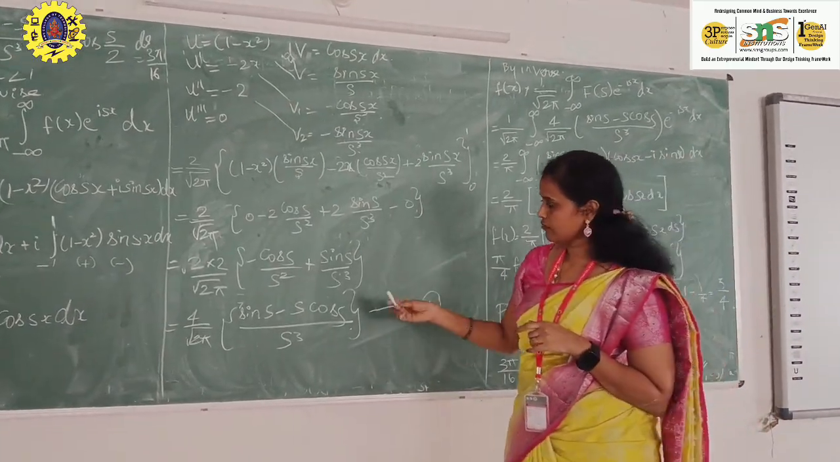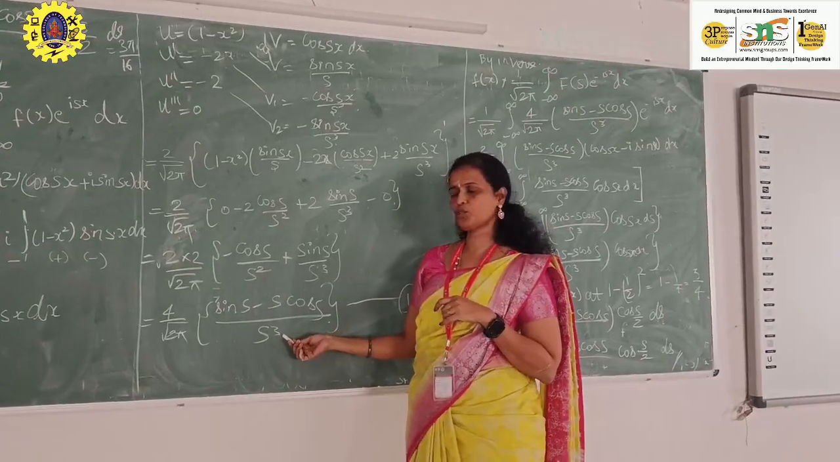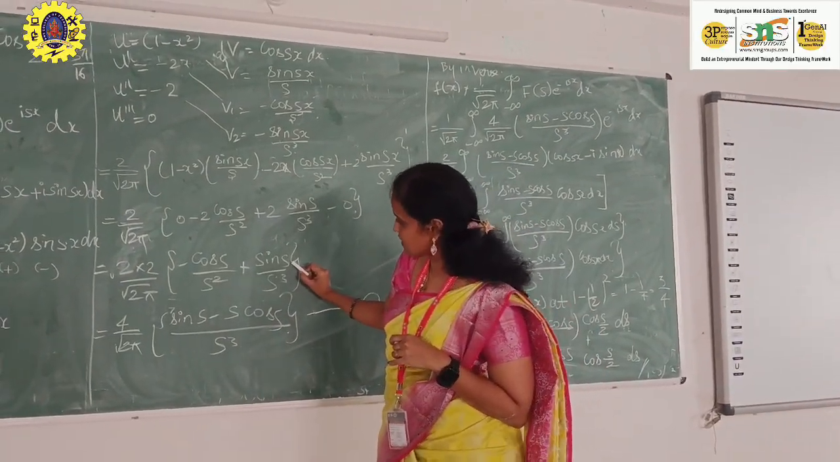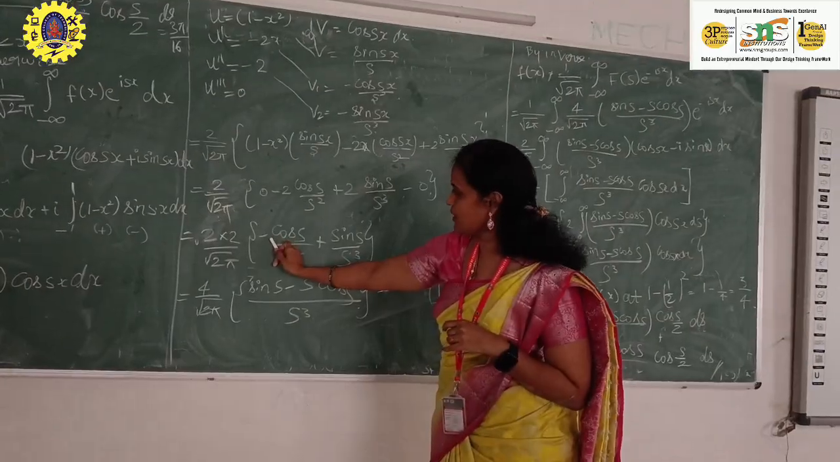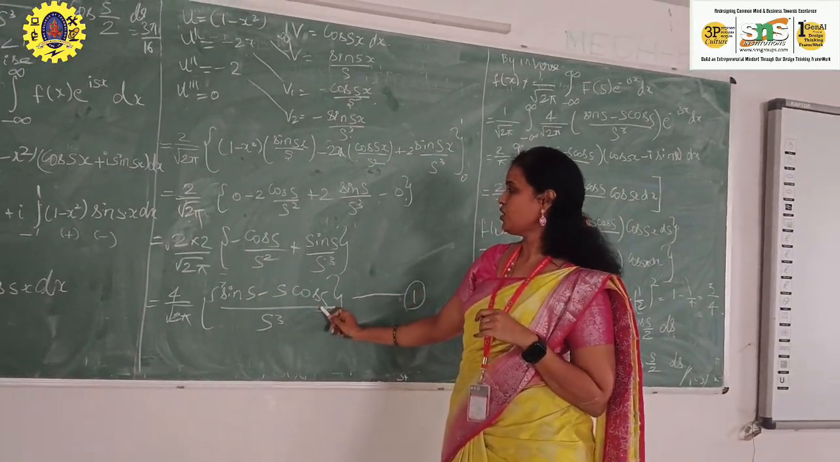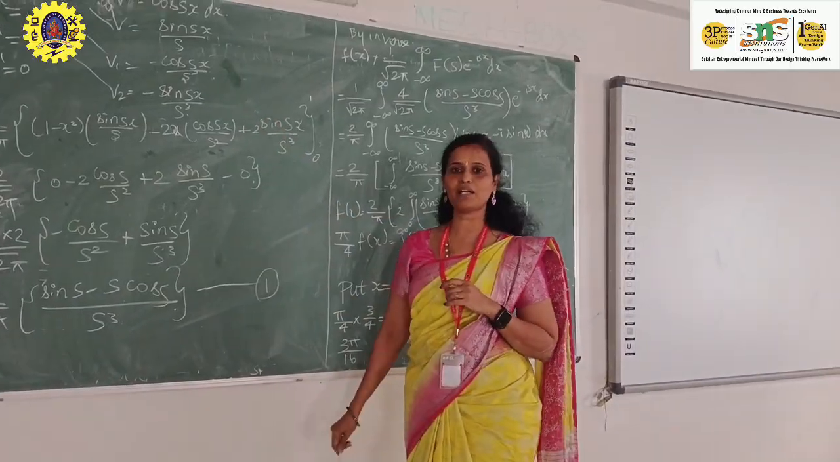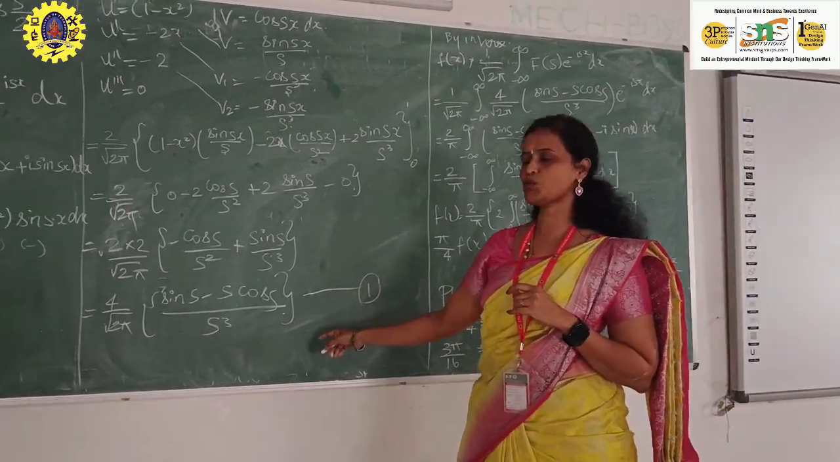So next take the LCM. So s cube is the LCM. So this term can be written as sin s, and minus, here we have to multiply s, so minus s into cos s. This is the Fourier transform of the given function 1 minus x square with the limit minus 1 to plus 1.